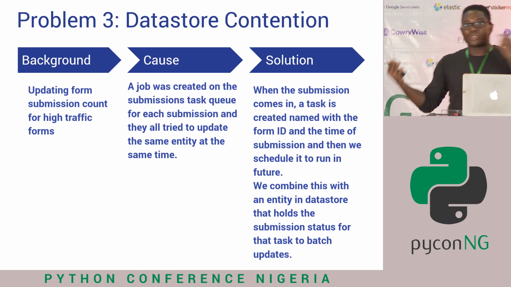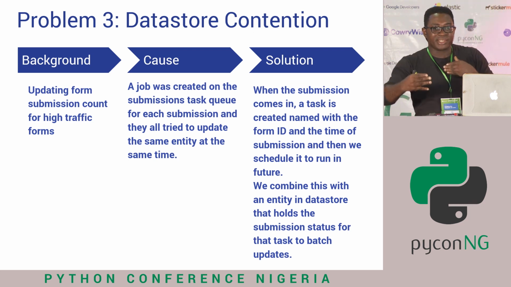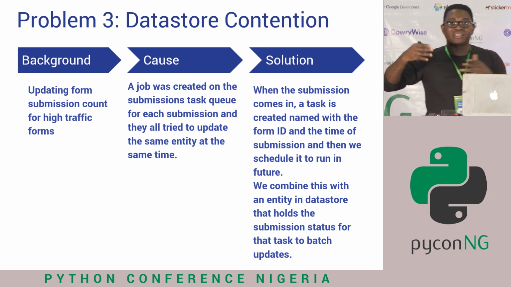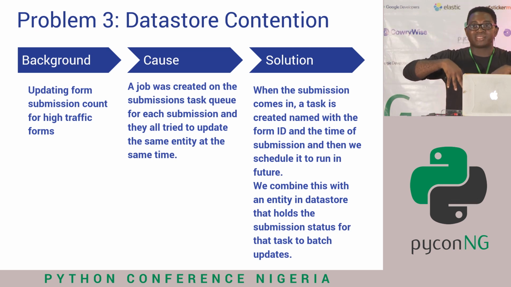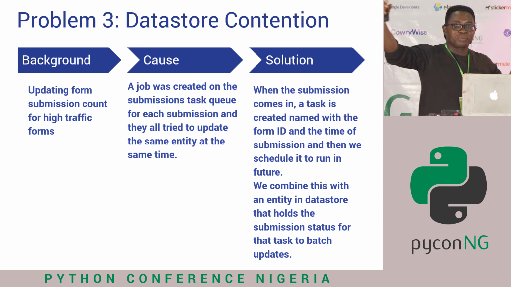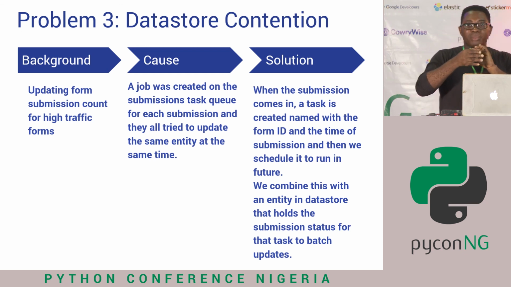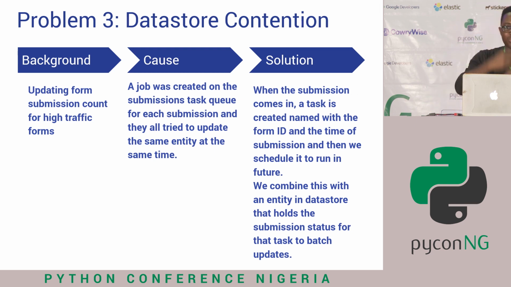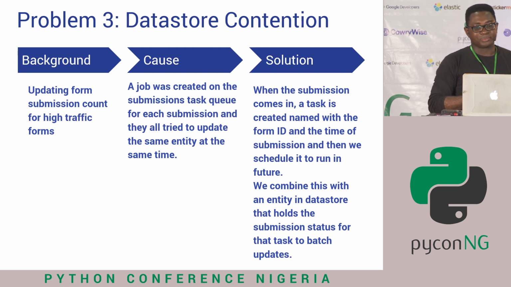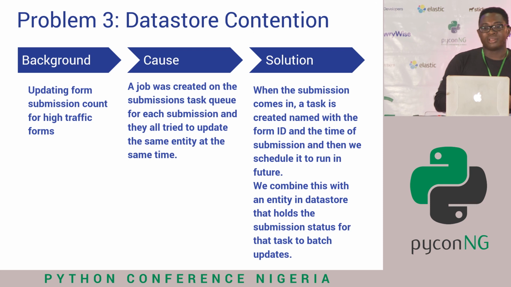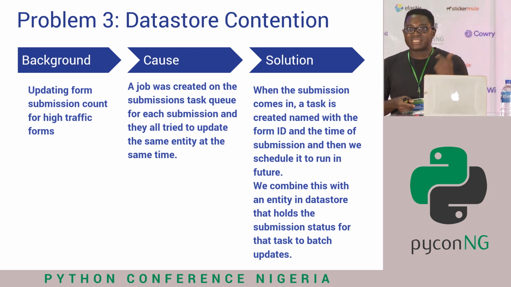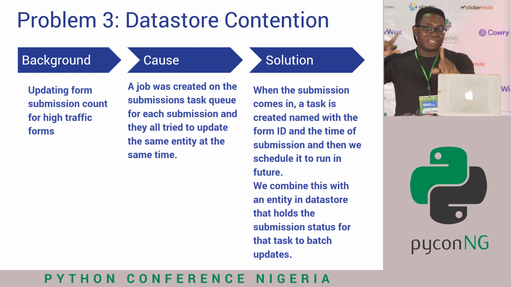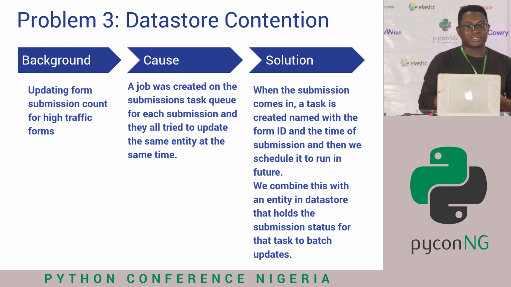Basically, when a submission comes in, we don't start immediately. We say, okay, run this task, say 10 minutes in the future. Then let's say 1,000 responses come in after that. In 10 minutes' time, it batches all 1,000 of them at once and writes to the data store, instead of trying to write 1,000 times in 10 minutes. We combined this with an entity in the data store that tracks the number of submissions recorded in that period, and then we do a batch update.